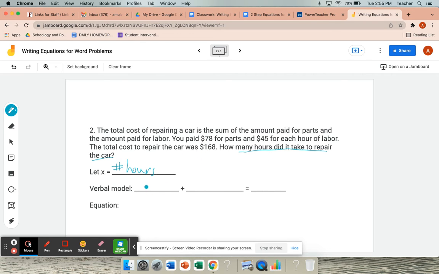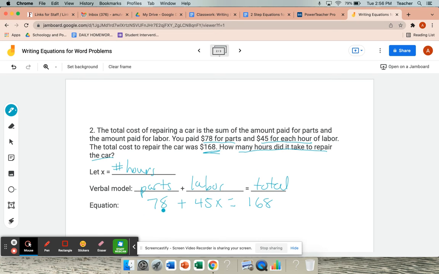So what did I have to pay for? I have to pay for parts plus the labor, right? I have to pay for the parts they use in the car and I have to pay for the person who's working on the car. And my total bill would be made up of parts and labor. Now, how much are parts? $78. So I'm going to write that right under the word parts. Labor is 45 for each hour. Hours are X's, so it's 45X equals my total bill, which is $168. And then from there, I would solve it.